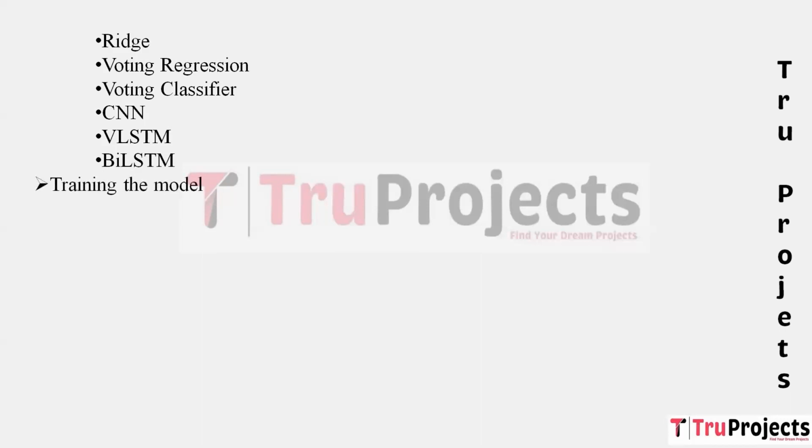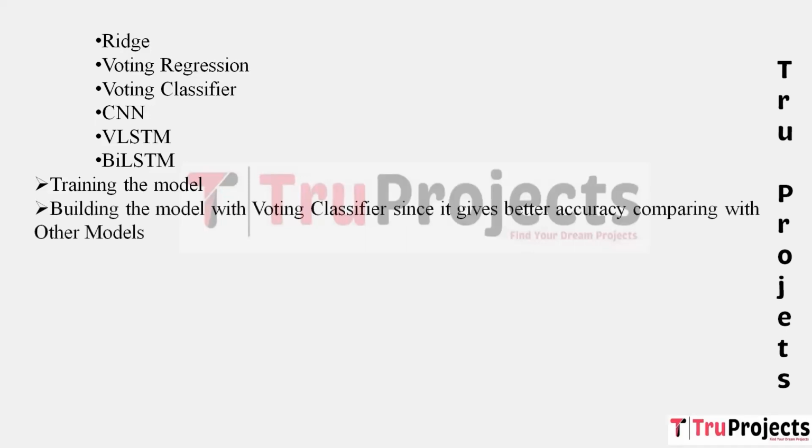Training the model. In this module, machine learning models are trained using the prepared dataset. The models learn patterns and relationships between input features and blood glucose levels during this process. Building the model with voting classifier, since it gives better accuracy comparing with other models. The voting classifier is chosen as the primary model for blood glucose prediction because it has demonstrated superior accuracy compared to other models. It combines the predictions of multiple underlying models benefiting from their diverse strengths.